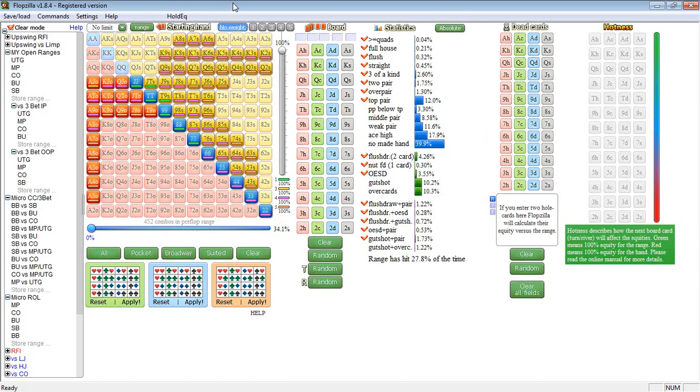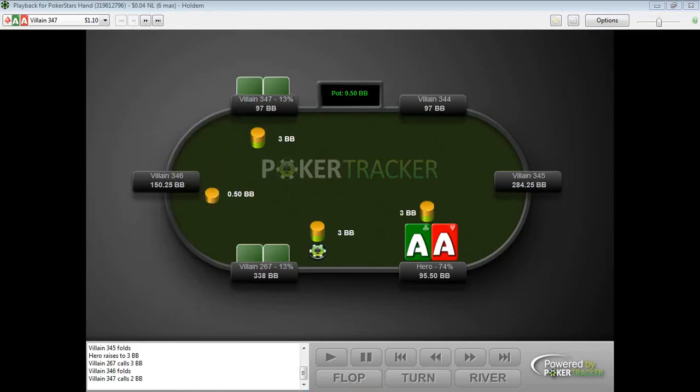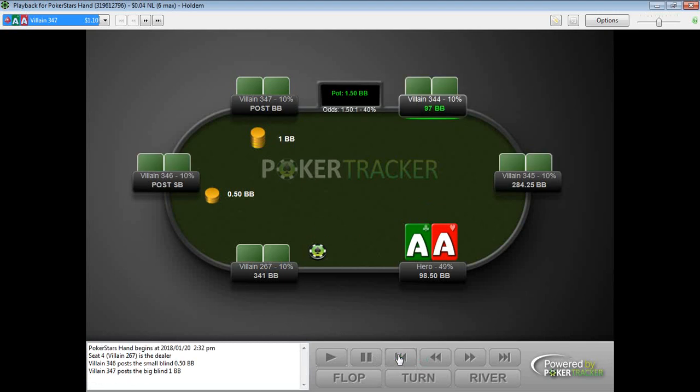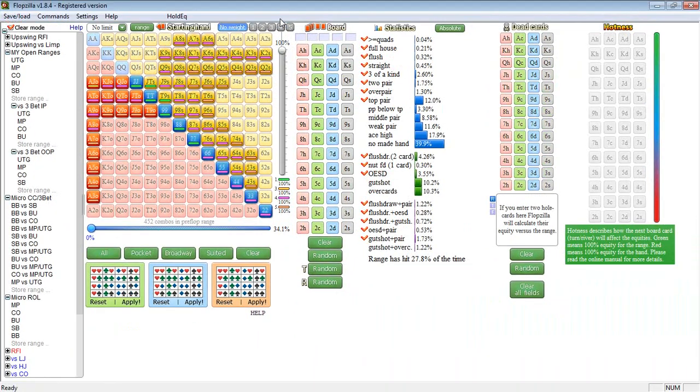Let's see, what was his stack size? We can determine if he's a recreational player or not. Well, he has 100 big blinds, so we won't. We'll say for argument's sake that he's not a recreational player. So we'll take away these hands.